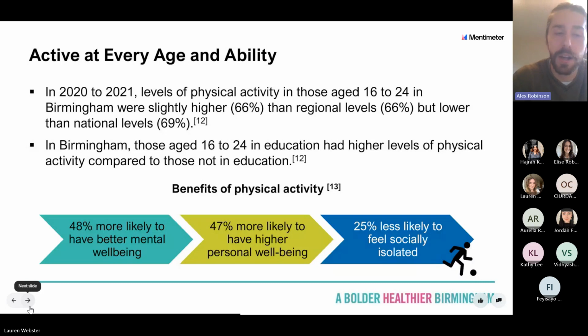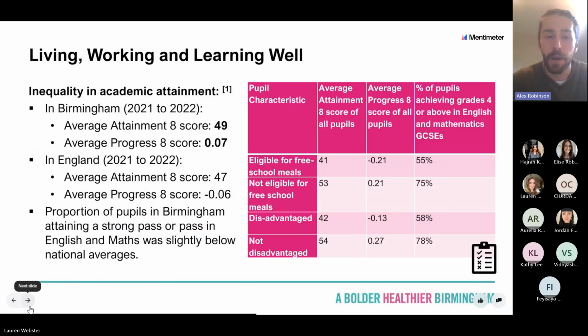Now moving on to look at living, working and learning well. And within that, we'll specifically focus on inequalities around academic attainment. So when we look at the Attainment 8 scores, the Attainment 8 scores are a measure ranging from 0 to 60, and they show the average academic performance of a secondary school, calculated by adding together pupils' highest scores across 8 different government-approved school subjects. The average in Birmingham was 49 out of 60, and that's slightly higher than the national average of 47.